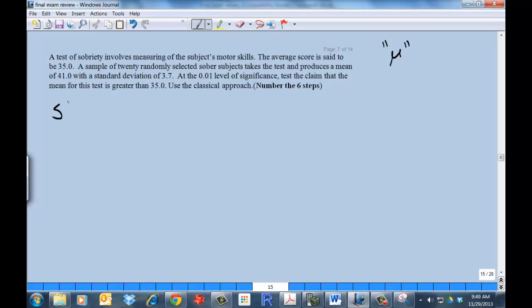So let's go ahead and look at step 1, which is to state the null and alternative hypotheses. Test the claim the mean for this test is greater than, so the mean is greater than 35. And then, of course, the null: the mean is equal to 35. Step 2, state alpha: 0.01.